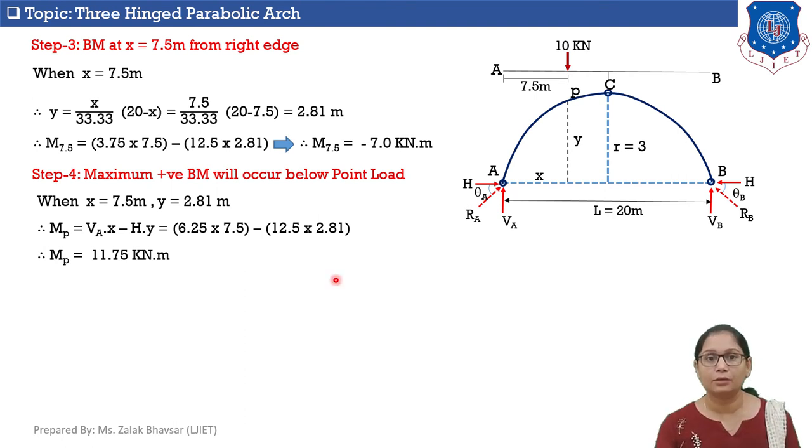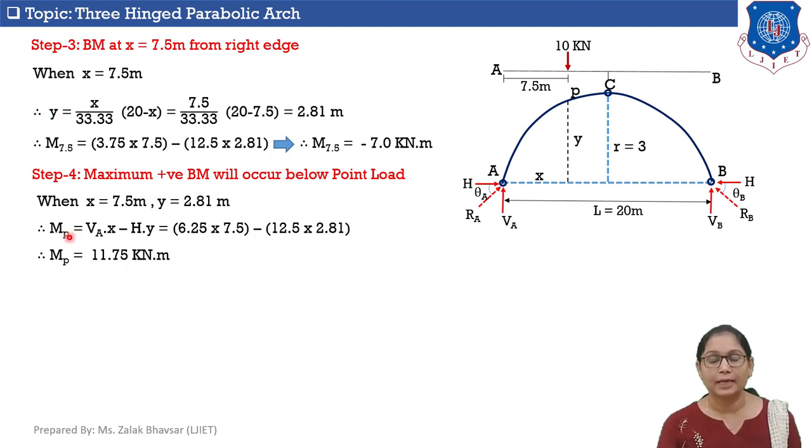Now let's move to step number 4. In step number 4, we will calculate maximum positive bending moment that will occur below the point load. We know that maximum positive bending moment in this arch will occur below the point load. So when x is equal to 7.5 meter, because we know that 10 kilonewton load is at a distance of 7.5 meter from the left hinge. Again we will get y is equal to 2.81, because for calculating y we need to put value of x is equal to 7.5 meter in this equation. So here we need not calculate y again.